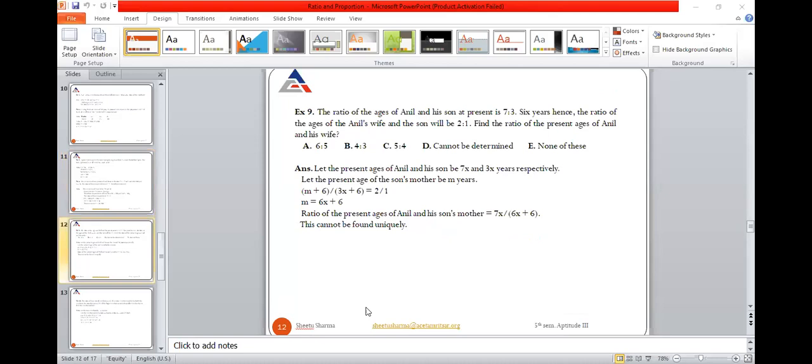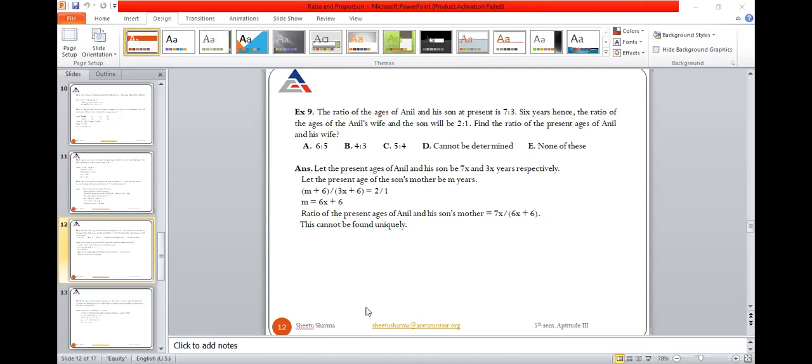Next question: the ratio of the ages of Anil and his son at present is 7:3. Okay, present age is given 7:3. Again, this is not the exact ratio. These are just ratios. This is not the exact value. 6 years hence, meaning in the future, after 6 years, the ratio of the ages of Anil's wife and the son will be 2:1. Find the ratio of the present ages of Anil and his wife.